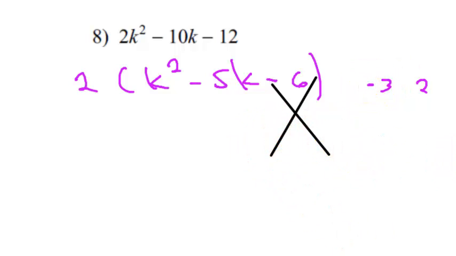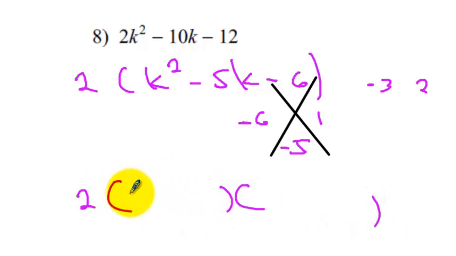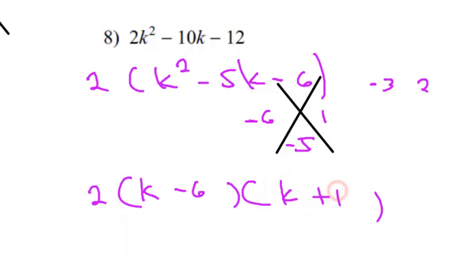Let's try 6 and 1. 6 will be negative. So negative 6 times 1 is negative 6. The sum is equal to negative 5. So this will be the combination that we need. So you will have k minus 6, k plus 1.